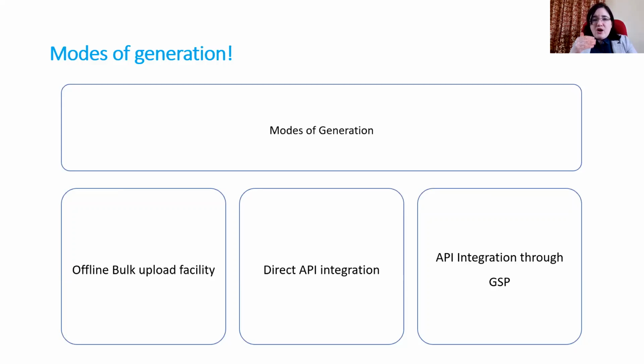Second, you can opt for the mode of direct API integration, meaning your system can be integrated directly with the portal and you can automate the process of generating e-invoices. But this requires software and technical capability, and it could be useful if you have numerous invoices. The third methodology is API integration through a GSP. There are certain GSPs, that is GST Suvidha Providers, from whom you can get the login ID and password, and then you can generate e-invoices through the GSP. So there are three methodologies for the generation of e-invoices.